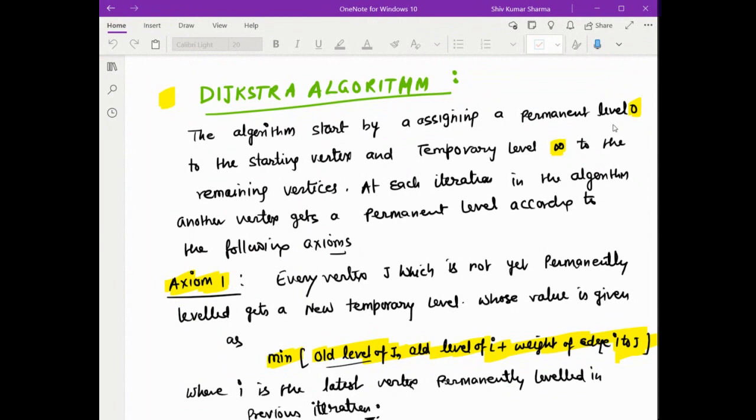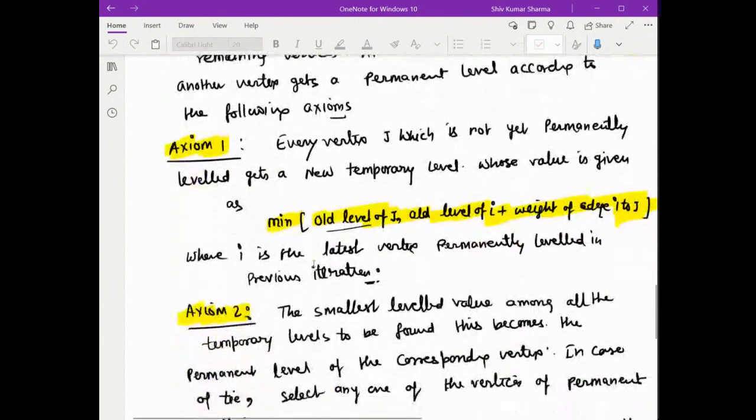Temporary label infinity means the distance from A to B, A to C, and A to D, etc. is infinite. So we give infinity accordingly and follow this axiom. We use this formula: minimum of the old label of j, where j is any vertex which is not yet permanently labeled, gets a new temporary label by using this formula.